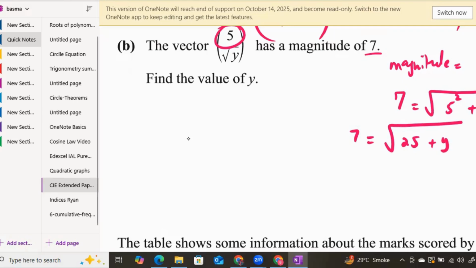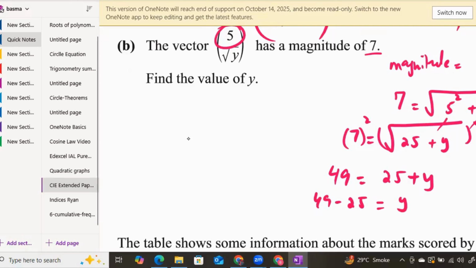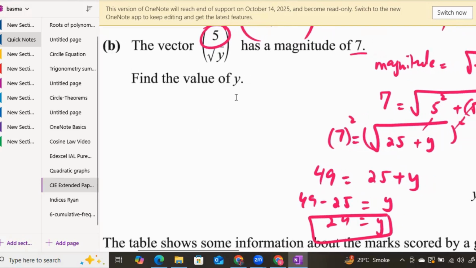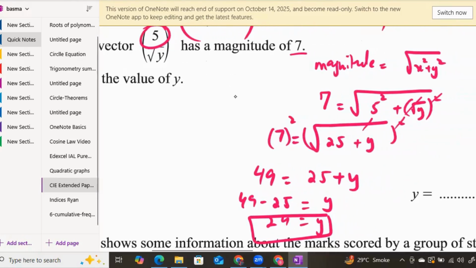Now we want to find y. So I have a square root over it. So I will square both sides first to get rid of this square root. So 7 square will be 49 is equal to, square gone with the square root, 25 plus y. Move 25 to the other side. 49 minus 25 is y. 49 minus 25 will be 24. So y is equal to 24, which is your answer to part B, right?